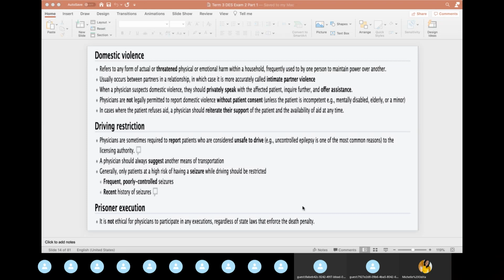Prisoner execution, don't forget, even though death penalty is legal in the United States, it is not ethical for physicians to participate in any executions, regardless of state law that enforces the death penalty. Even though death penalty is legal in the United States, it's not ethical for you as a physician to participate in any executions whatsoever.